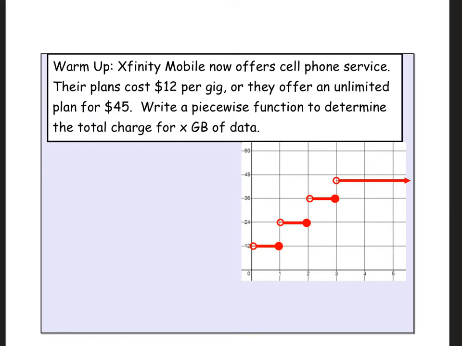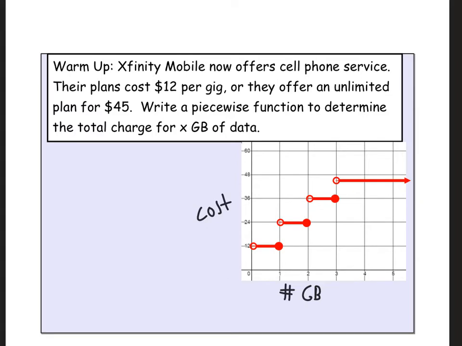They offer plans that cost $12 per gig, or there's an unlimited plan for $45. So here's a look at the graph. We can see on the bottom the x values are the number of gigs used, and then of course your total cost on the y-axis there.